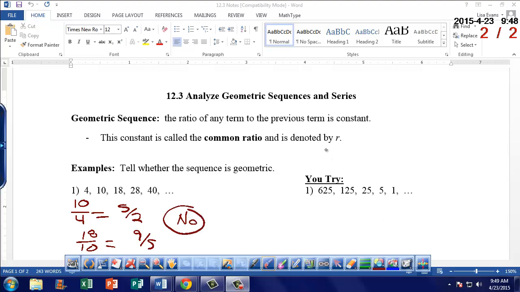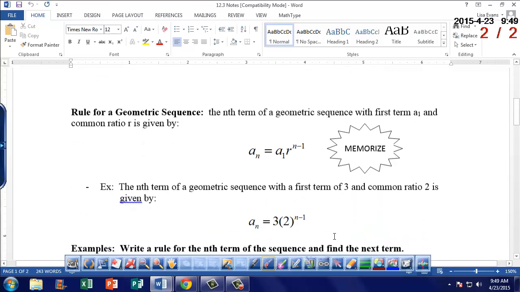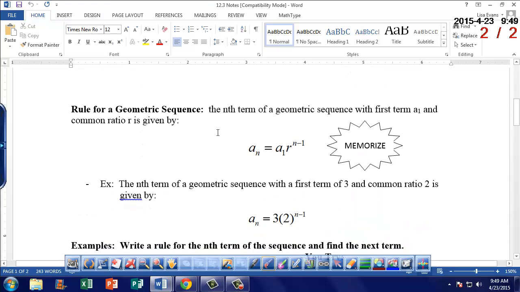So I want you to take a quick minute to pause this video and try this one. Remember, we're going to do the second term divided by the first term, the third term divided by the second term, and so on. You want to check all the ones that you're given to see whether or not it is a geometric sequence.